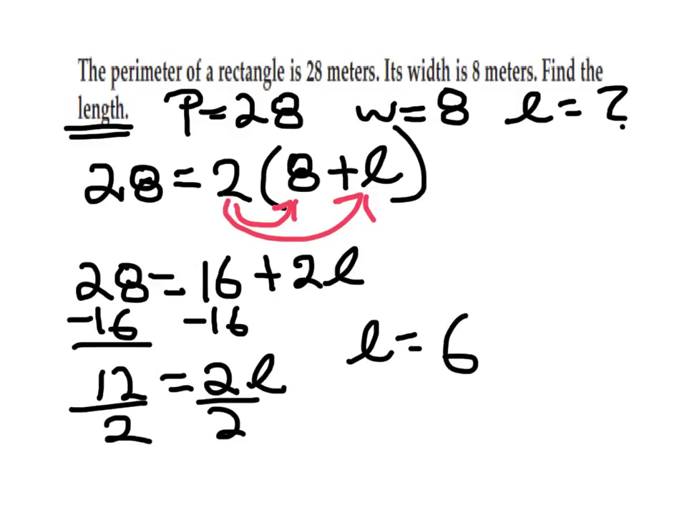Now I need to go back and figure out what unit it is. And in the problem, I have meters. So that means my length must be in meters. And that completes my answer. The length is 6 meters long.